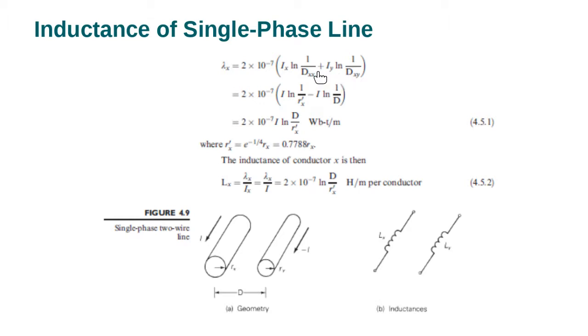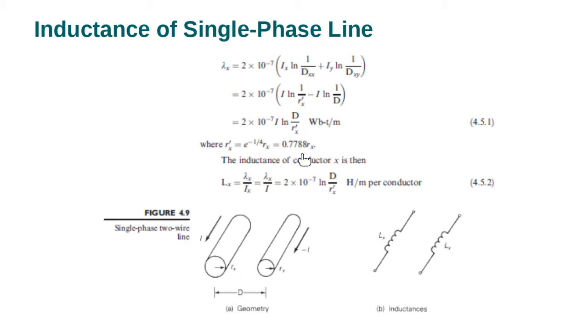Now this is the radius of X, so we put it R prime X. This is the distance between X and Y. We put it D. So DXX means the radius of just conductor X, and XY is the distance between X and Y. Then we can put it this way. This is just to play with the sign, put it negative, so you can subtract from here, and then we get it again.